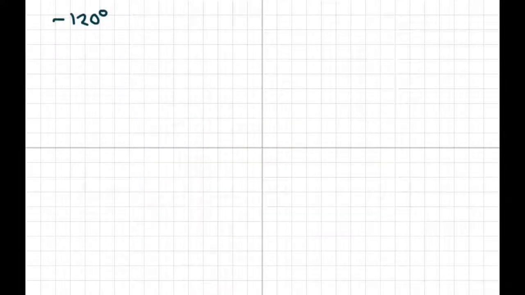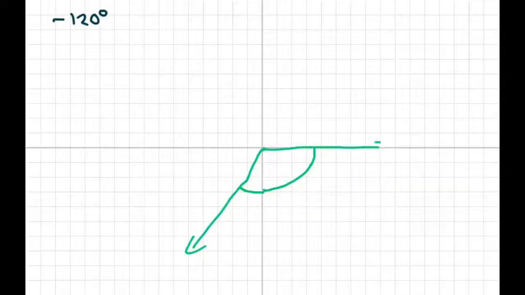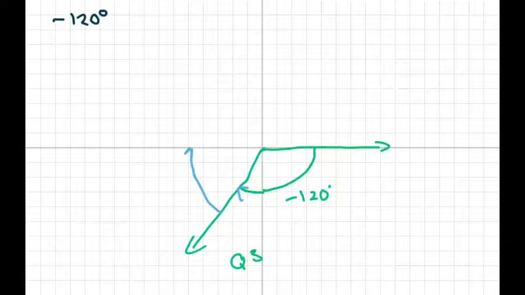That one, this would be negative 90. And then we need 30 more, so it's right there. Initial side here, this is negative 120. We're in quadrant 3 here. I'm going to draw up from my terminal side to the x-axis. Since this part here was 30 degrees, when you draw up, this would be 60 degrees.